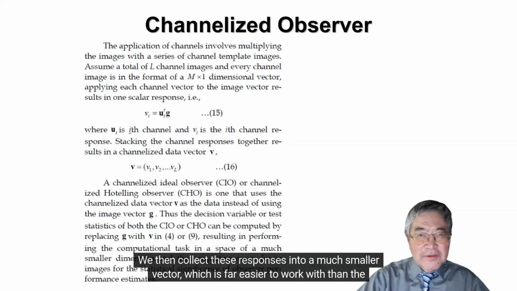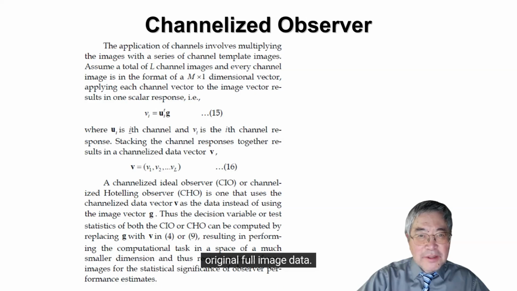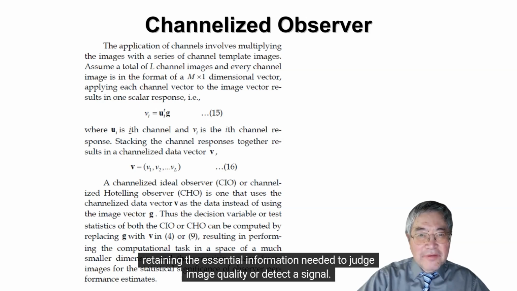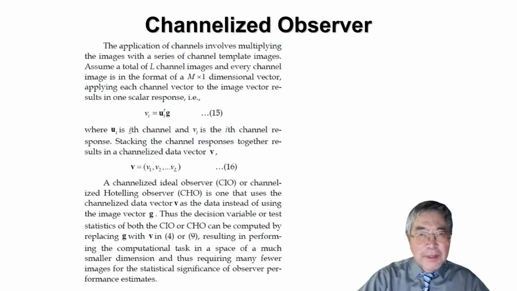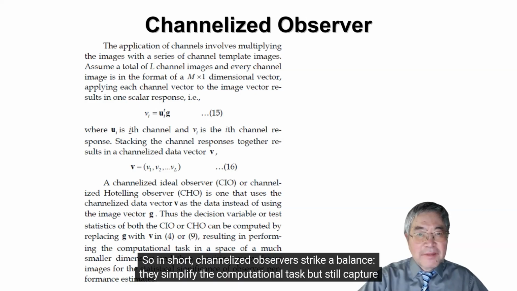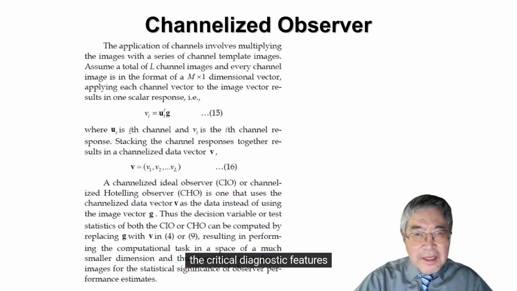We then collect these responses into a much smaller vector, which is far easier to work with than the original full image data. This is what's known as a channelized observer. Reducing the dimensionality allows us to perform statistical analysis more efficiently, while still retaining the essential information needed to judge image quality or detect a signal. So in short, channelized observers strike a balance. They simplify the computational task, but still capture the critical diagnostic features.